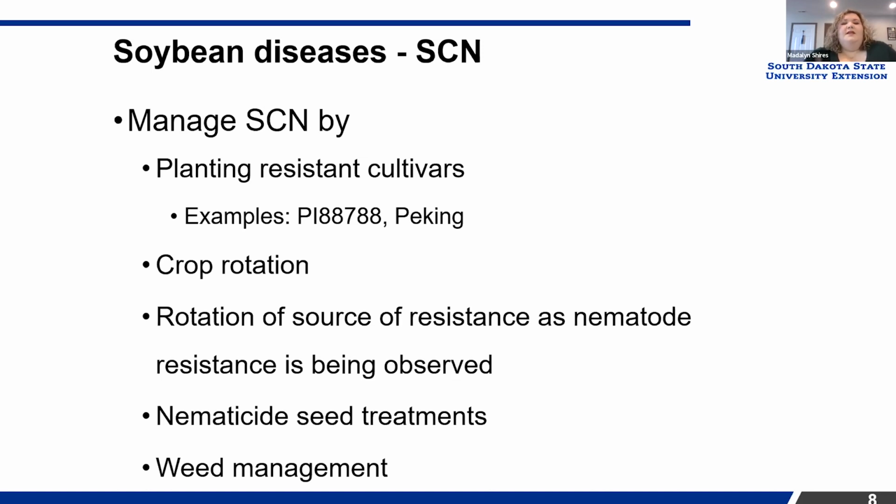Also, again, rotating that source of resistance, because we are seeing nematodes being able to reproduce on those plants that should have been resistant. Nematicide seed treatments can be very effective. And as Connie mentioned, weed management is also something to consider. If you have high SCN numbers, as with cover crops, SCN can also feed on many weeds and continue multiplying.